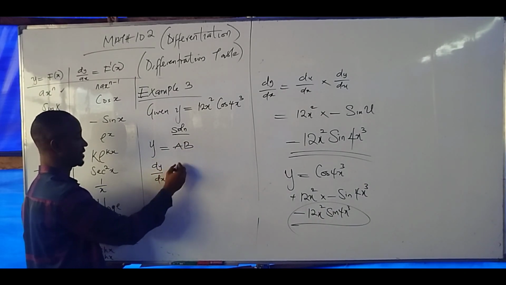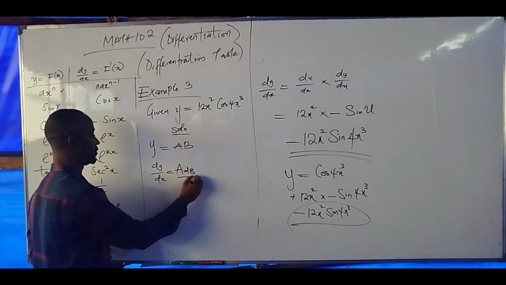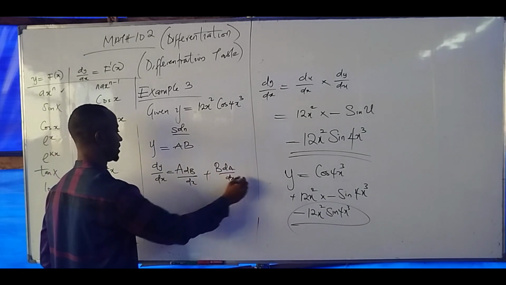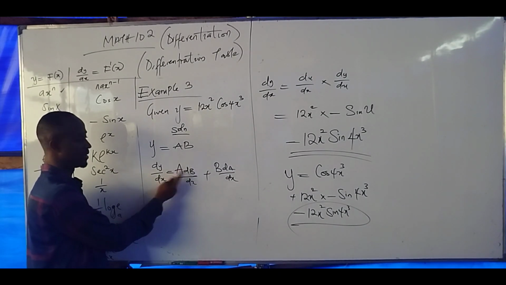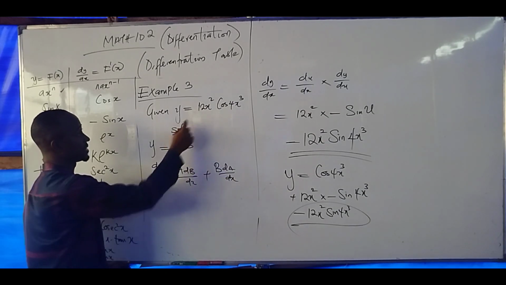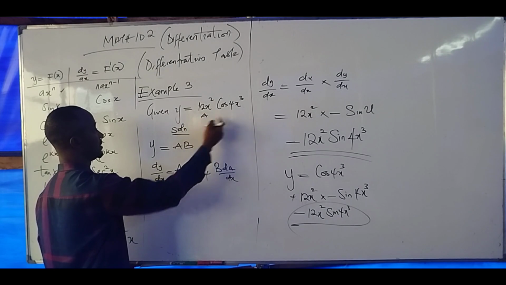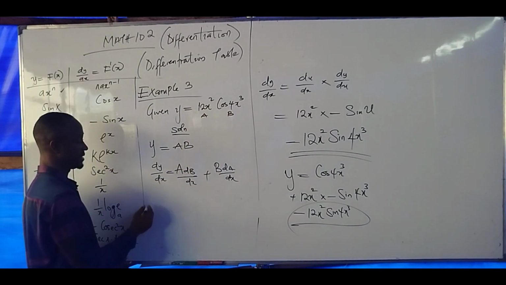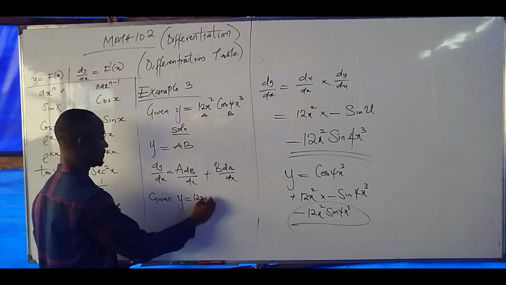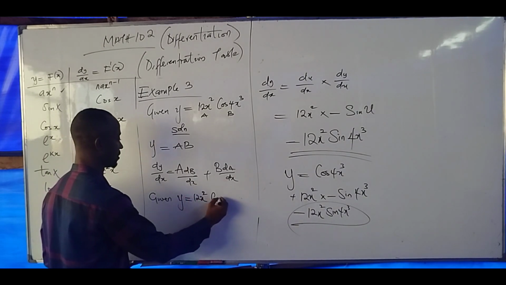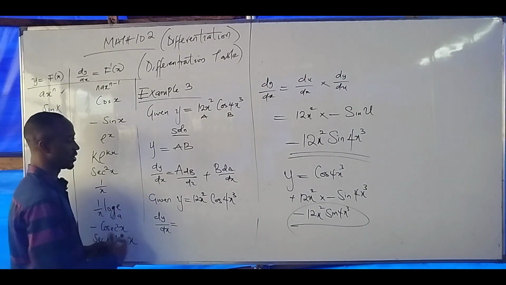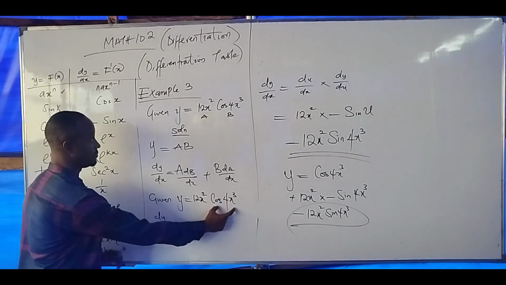We keep A constant first, differentiate B, dB/dx. Plus, keep B constant, differentiate A, dA/dx. Meaning, don't differentiate A, differentiate B. Plus, don't differentiate B, differentiate A. So in this case, 12x squared is A and this is B. Can we apply it here? So we are given y equals 12x squared cos 4x cubed. Now the dy/dx, this becomes my A, this is my B. I have A, I have B.